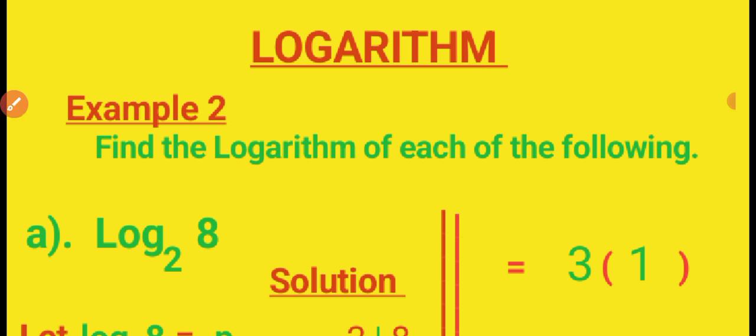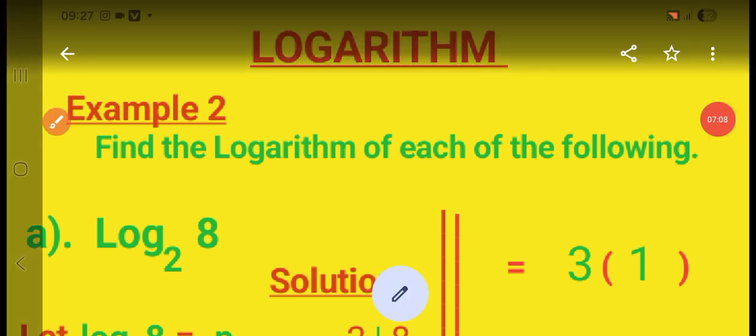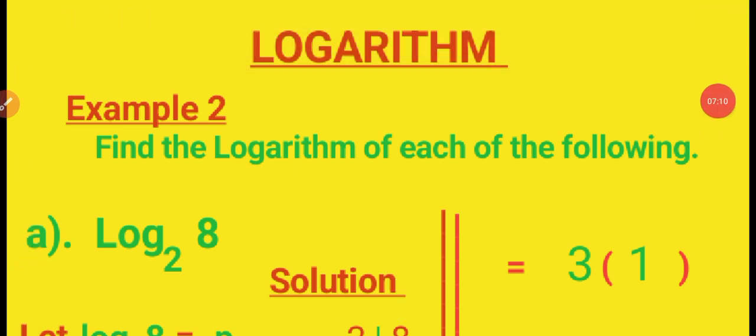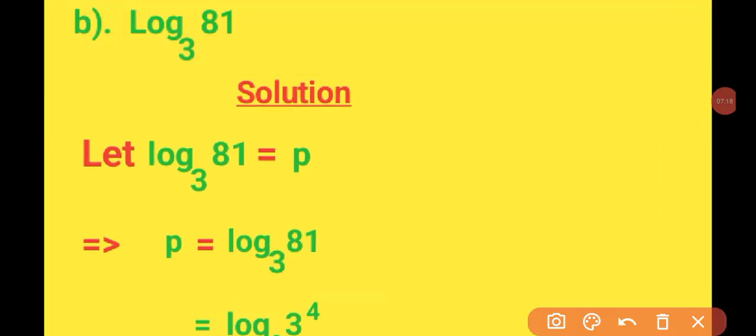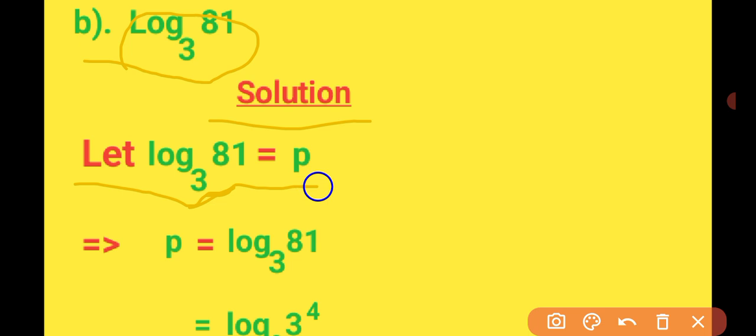So that is example 2, part A. Let us go to example 2, part B, because part A is finished. So part B is here. In part B, the question is saying log to base 3 of 81. So we go to the solution straight away. Let log to base 3 of 81 be equal to P. So this implies that P is equal to log to base 3 of 81.